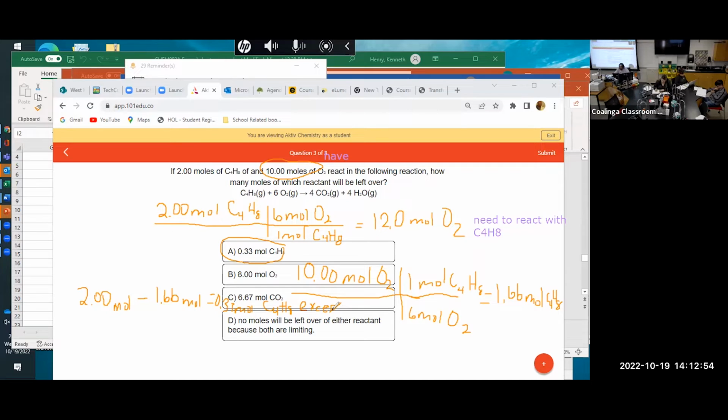Because this one's looking for the reactant left over. If it wasn't, it wouldn't say reactant left over. They're just telling you that's more work. They want you to do more work. So how many moles of which reactant is left over? Does that make sense? You gotta find the limiting reactant regardless, but then that's the next step after.